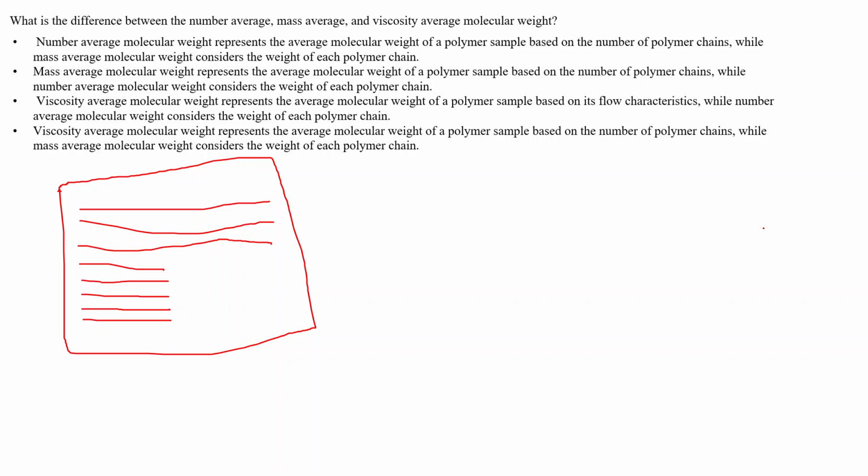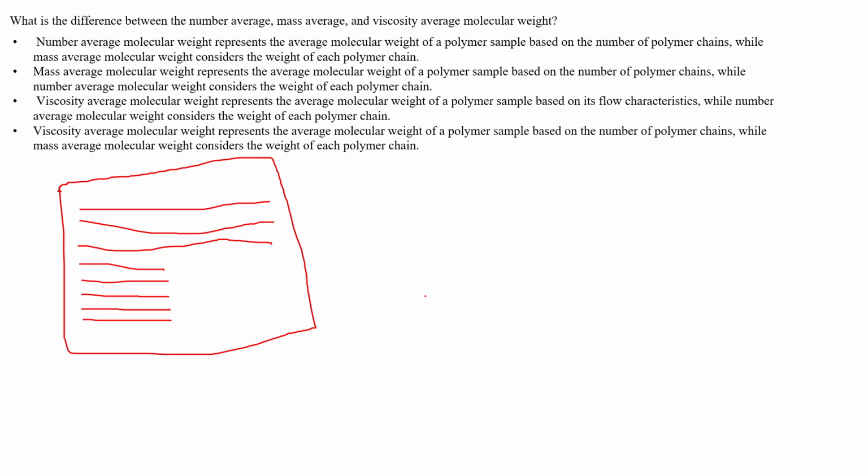So first we need to understand what these are. First we have the number average molecular weight. So consider this box right here. We have different lines here. You can assume that these lines are nothing but polymer chains. So how many polymer chains are present here? One, two, three, four, five, six, seven, and eight. So we have eight polymer chains in this box. Now, this entire polymer consists of eight chains.